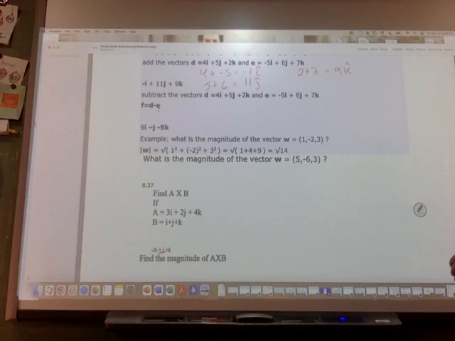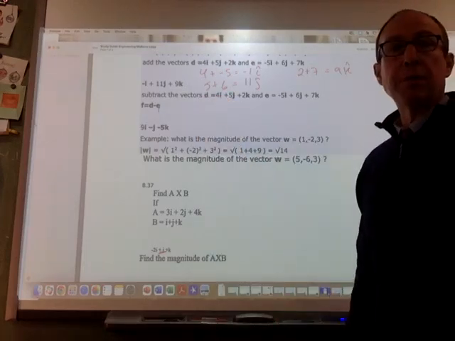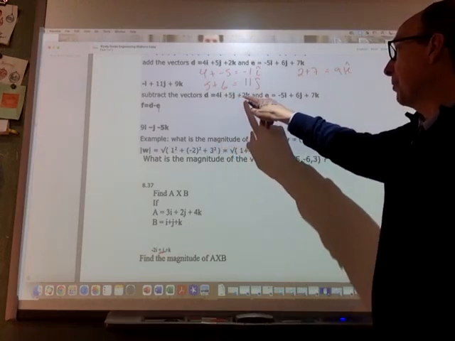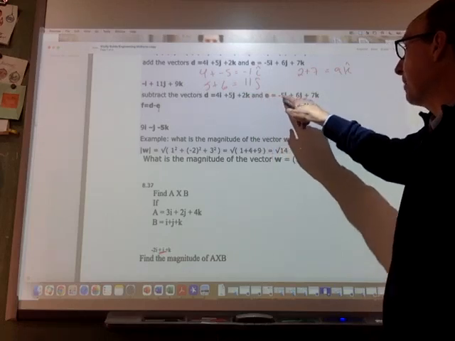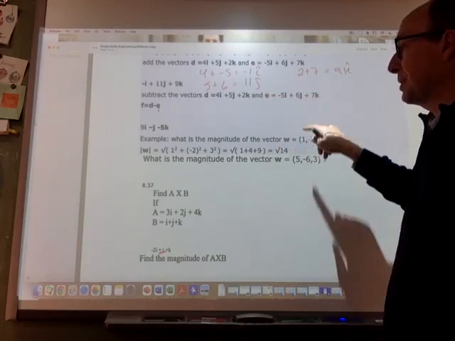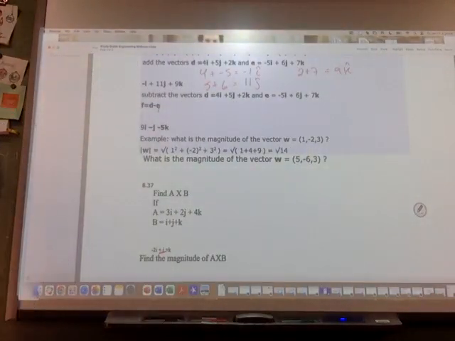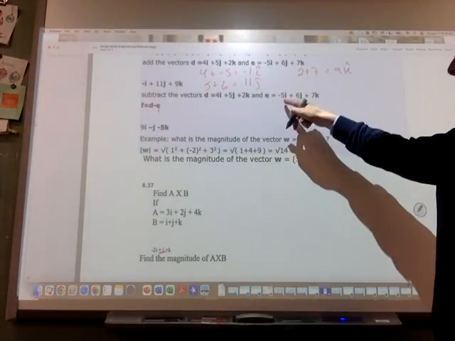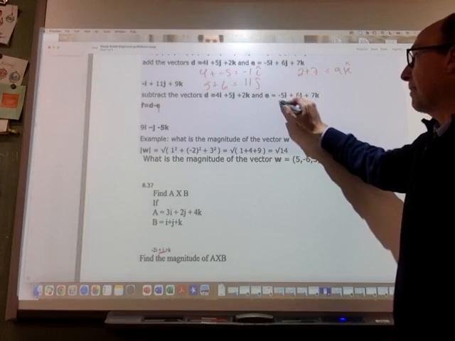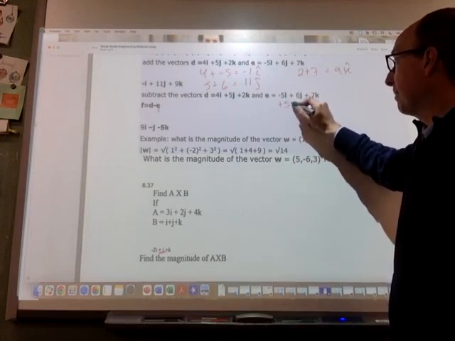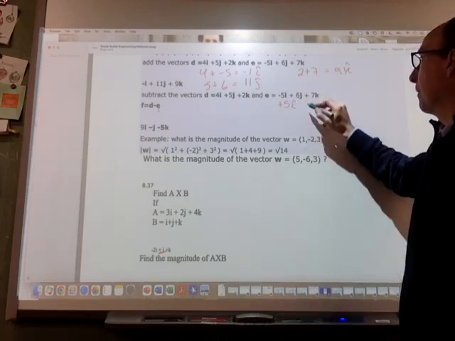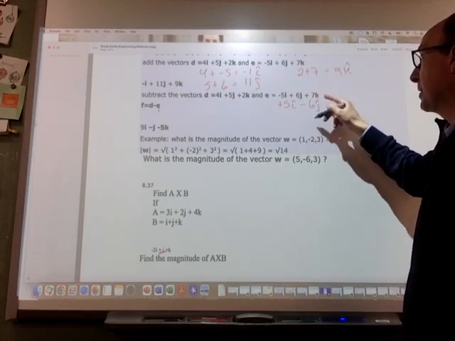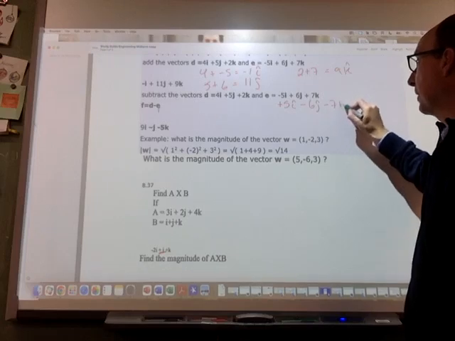All right, so to subtract a vector would be to add its opposite. So we have D is 4i hat plus 5j hat plus 2k hat. E is negative 5i hat plus 6j hat plus 7k hat. So I can either just subtract each term, or I can rewrite this as its opposite. So negative 5i hat would become positive 5i hat, 6j hat would become negative 6j hat, and positive 7k hat would be negative 7k hat.